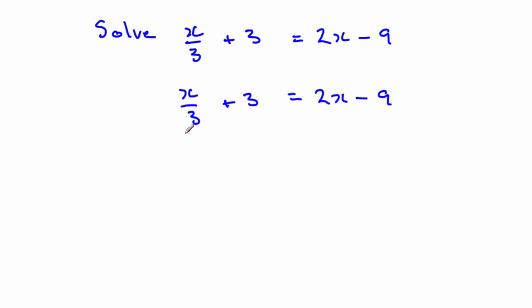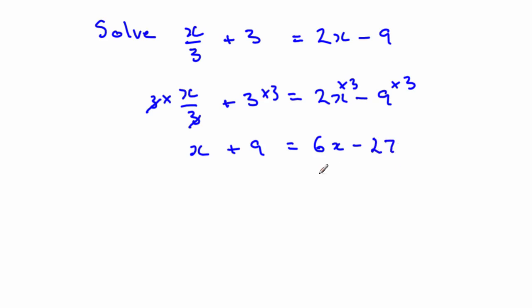Now we've got to get rid of this 3, and the way to do it is to multiply through by 3, and each term needs to be multiplied by 3 in order to get this correct. So we can cancel the 3 there, and we have x plus 9. Now 2x times 3 is 6x minus 27.